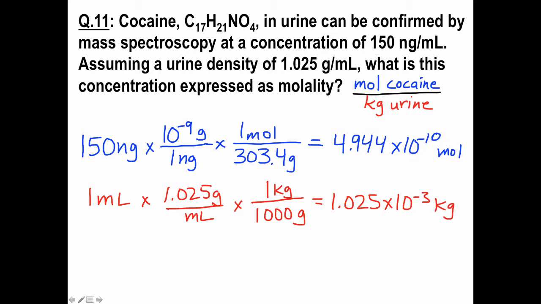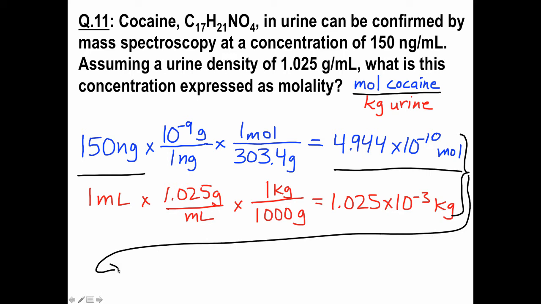urine. And now, of course, the original ratio was 150 nanograms of cocaine per milliliter of urine. If we do the conversions, then we can take this ratio. And so what we will have here is, when we divide this out, we get 4.823 times 10 to the minus 7th moles per kilogram.